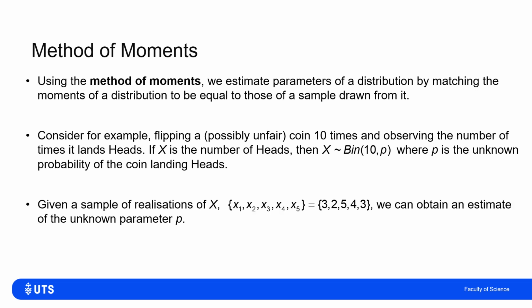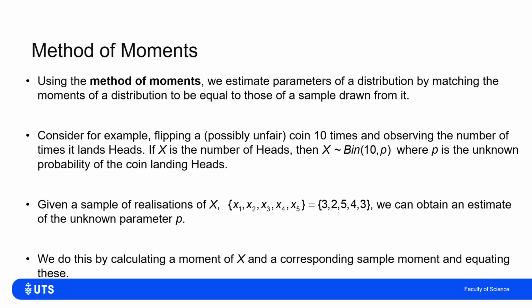But let's say I ask 5 people to flip this coin 10 times each. The first person comes back and says they got 3 heads. The next one says they got 2 heads, then 5, then 4, then 3. Obviously, this isn't a great sample of just 5 data points, but I can still use it to estimate the unknown parameter P. I do that by calculating the sample moments and matching them to the population moments.